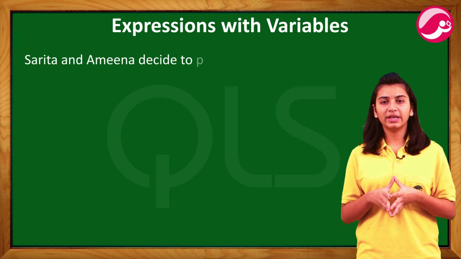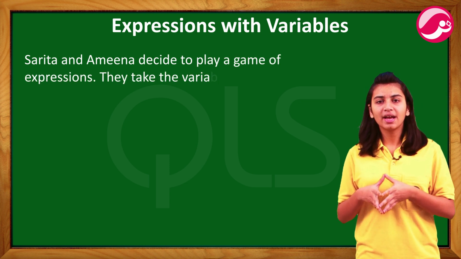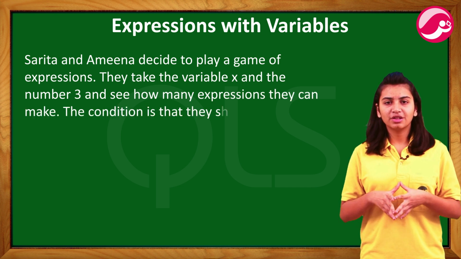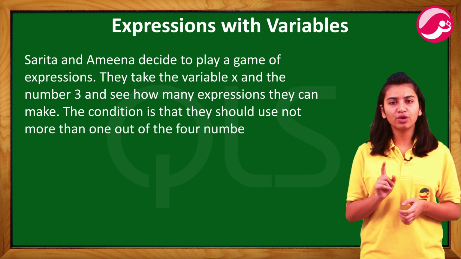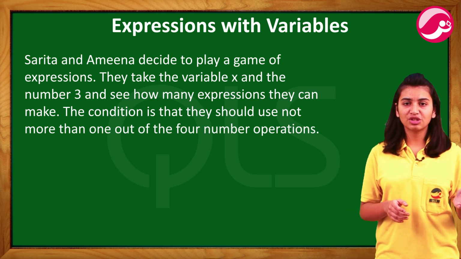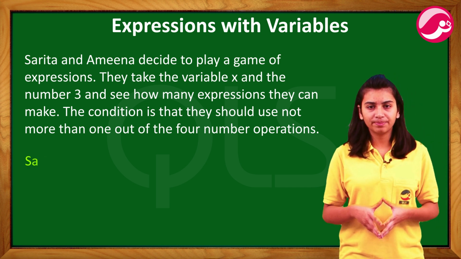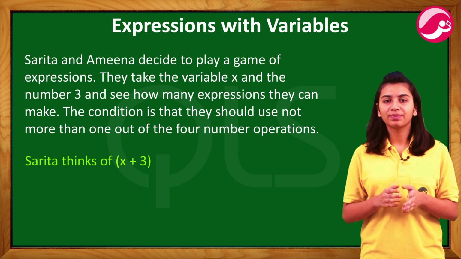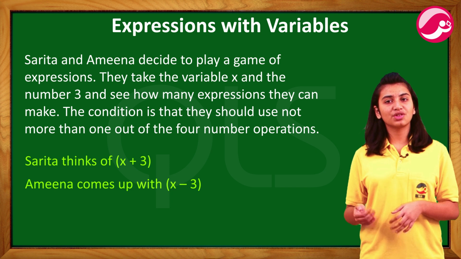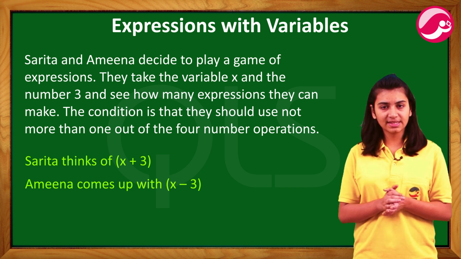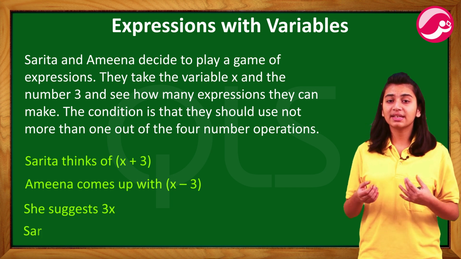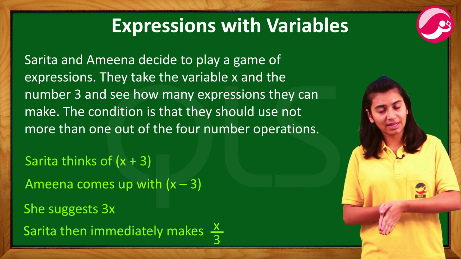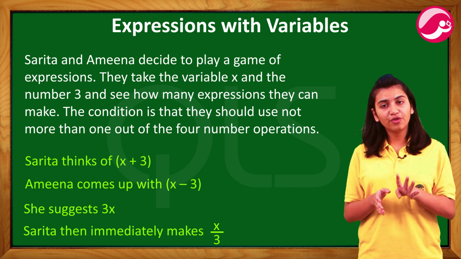Sarita and Amina decided to play a game of expressions. They take the variable x and the number 3 and see how many expressions they can make. The condition is that they should not use more than one out of the 4 number operations. Also, expressions must have x in them. Can you help them? Sarita thinks of x plus 3. She used only one operation, that is addition. Now, Amina comes up with x minus 3. She used subtraction. Next, she suggested 3x. And then Sarita immediately makes x by 3, multiplication and division. So, they used the number 3 and variable x and they formed 4 expressions.